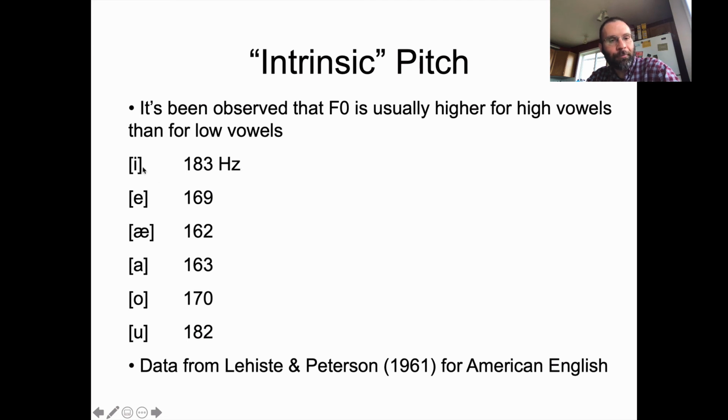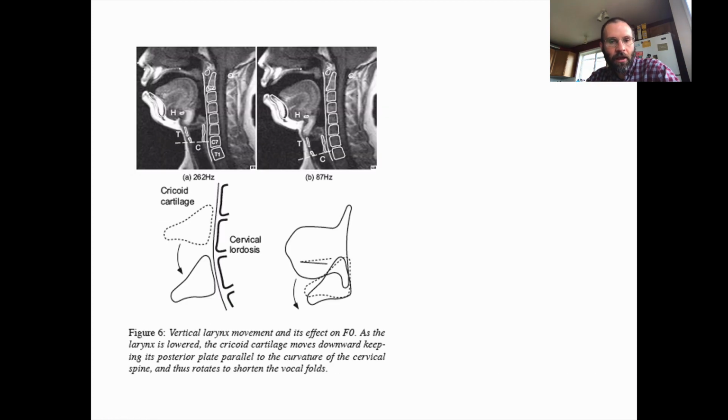So E, this is from an old study done about 60 years ago from American English. High vowels like E and U on average will have an F0 of about 180 hertz. Mid vowels like O and A will be around 170. And then low vowels will be more like 160 hertz. This phenomenon is referred to as intrinsic pitch. So intrinsically, some vowels will just have higher F0 than others.